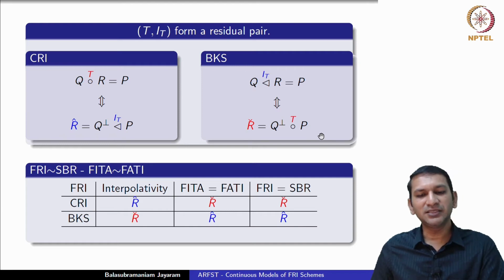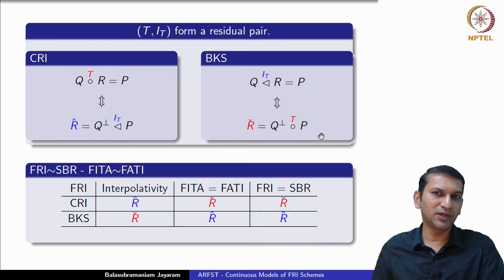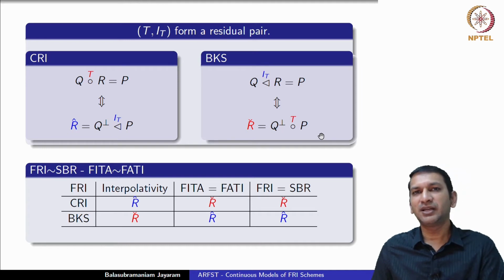And in the case of BKS, again, the duality persists. That means R check helps in the interpolativity, while it is R cap that actually helps us to show that the inferences from both theta and phi_T will be equal, and also that you could look at BKS as a similarity based reasoning scheme for an appropriate matching function and the other operations.